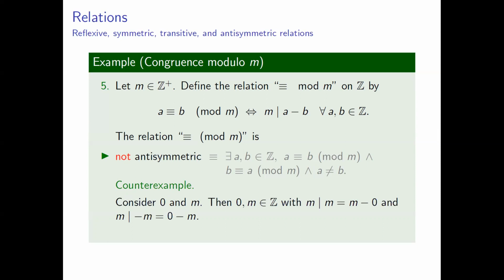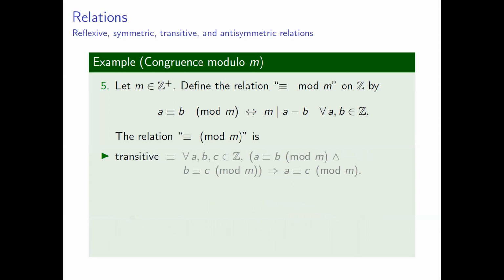-M divisible by M. Thus, M divides both M minus 0 and 0 minus M. So M is congruent to 0 modulo M, and 0 is congruent to M modulo M. However, M is not equal to 0 since M is a positive integer.